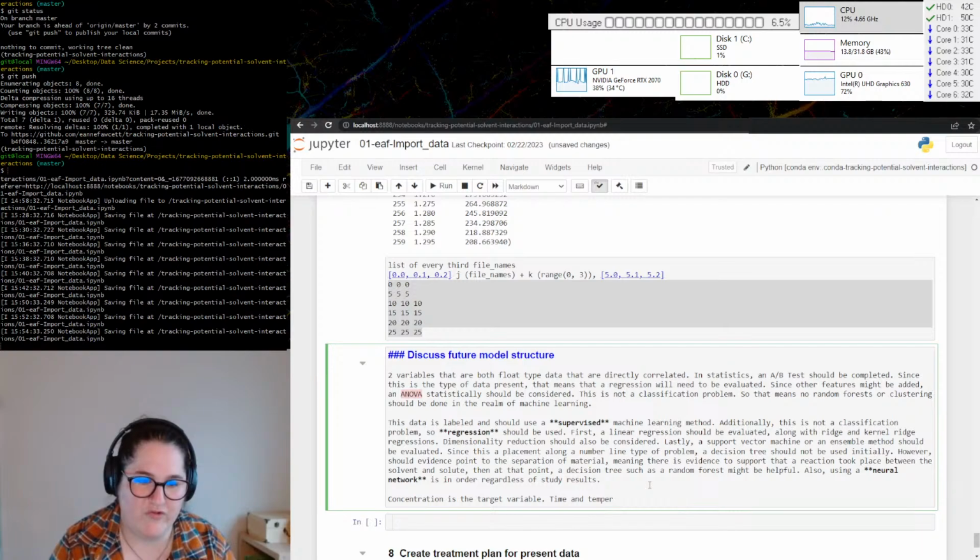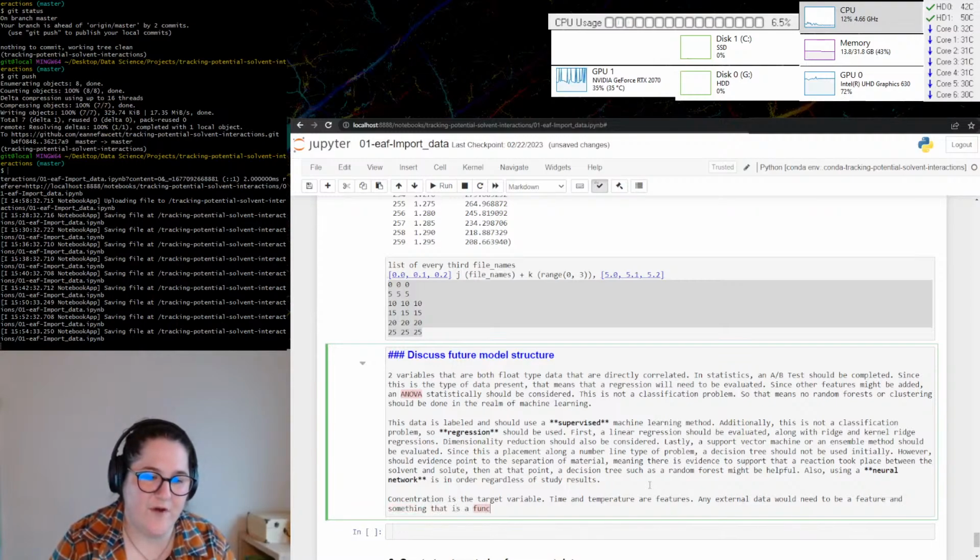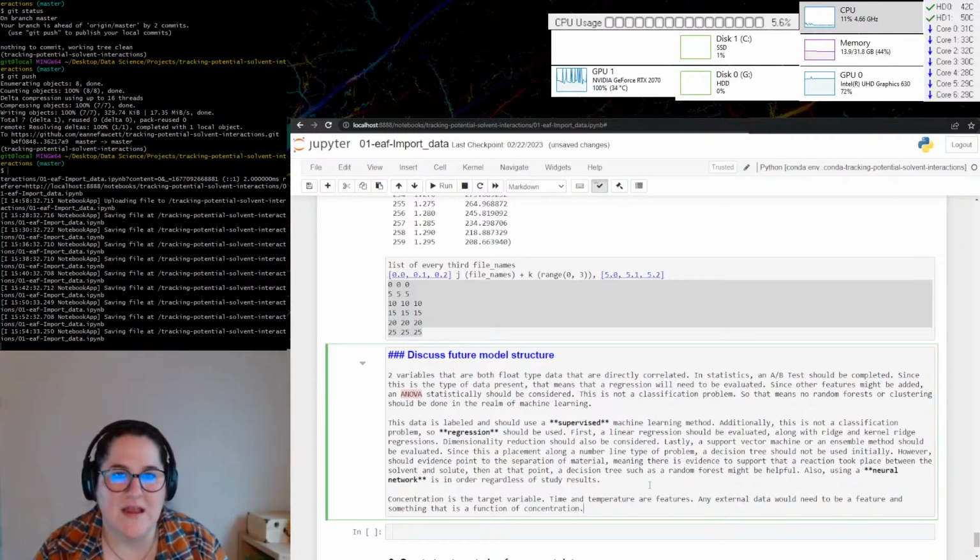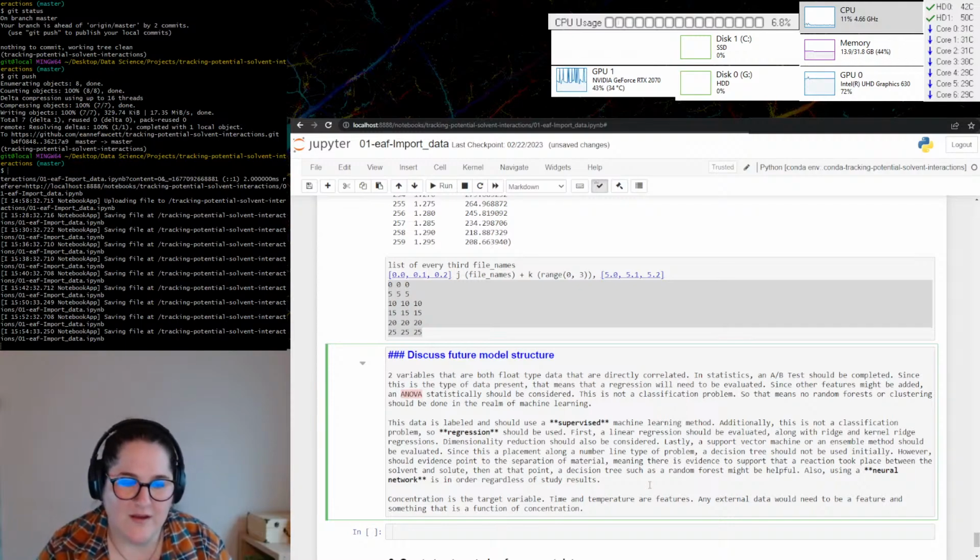Time and temperature are features. Any external data would need to be a feature and something that is a function of concentration. What that means is concentration has a bearing on it at all. Changing the concentration can change the feature. It doesn't necessarily mean that it was present during that experiment.